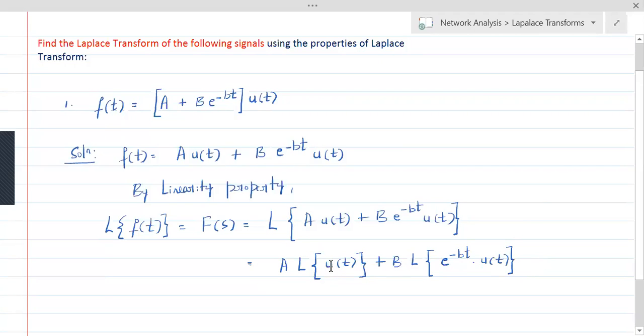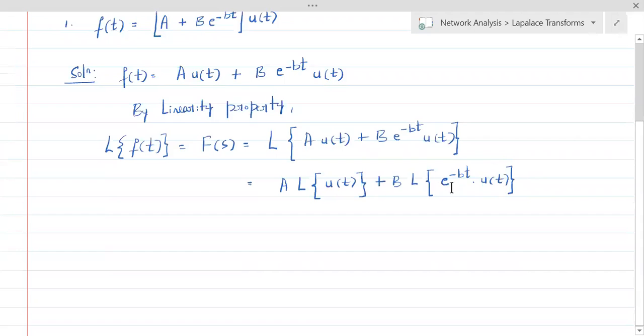Now what needs to be done? We know the Laplace transform of u of t, and similarly we know the Laplace transform of this. That means we should just do this. Everybody write this. We know that the Laplace transform of u of t is 1 by s.